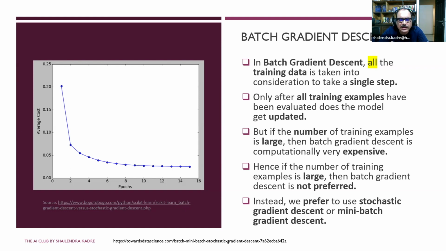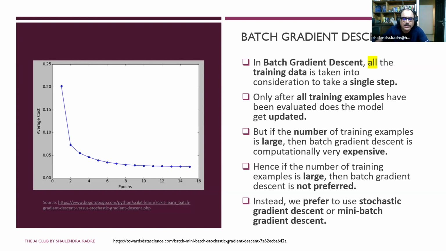But the advantage is that since we are taking the average over so many points, your curve looks very smooth. You see the curve here, the average cost. Average cost is nothing but your loss function, which you want to reduce. And there are a number of epochs. With the number of epochs, you see the cost decreasing, and the curve is very smooth. Why is it smooth? Because you are taking the average over so many points, so the updates are relatively uniform.